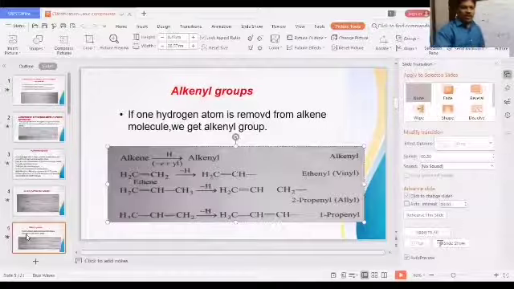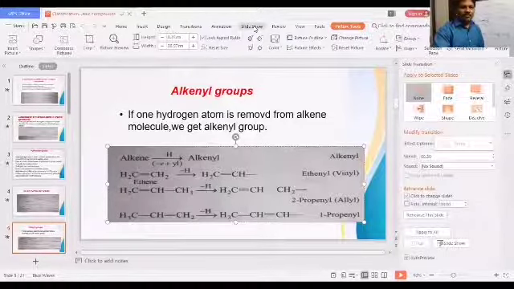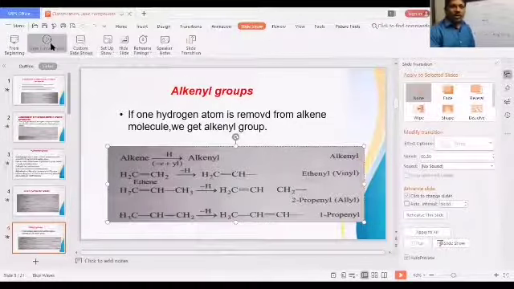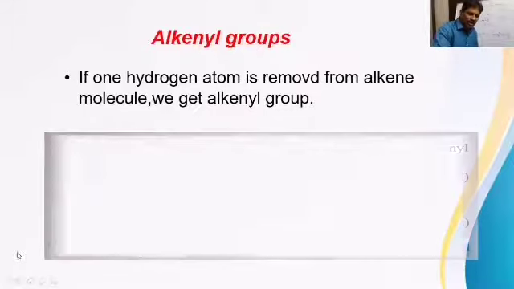Suppose we take the example of the alkenyl group. In the case of alkenyl, how do we get the alkenyl group here? By the removal of hydrogen from which molecule? The alkene molecule. From an alkene, when we remove hydrogen, we get alkenyl.